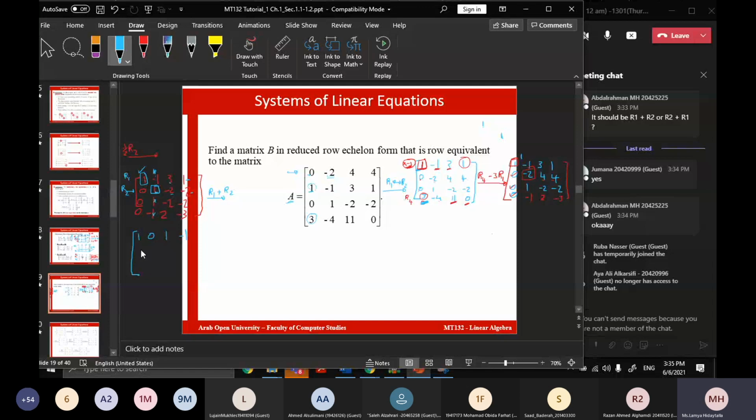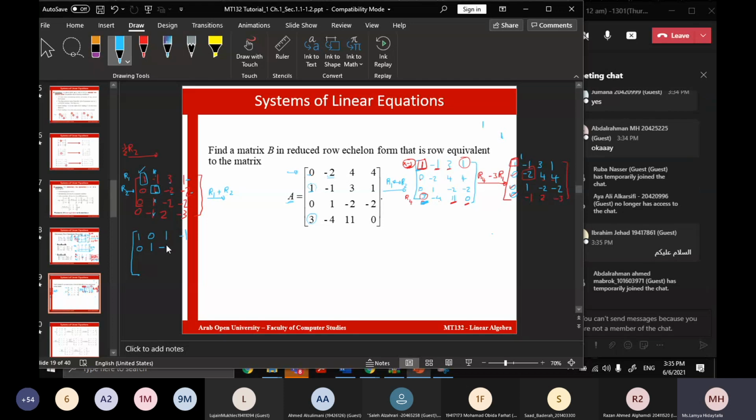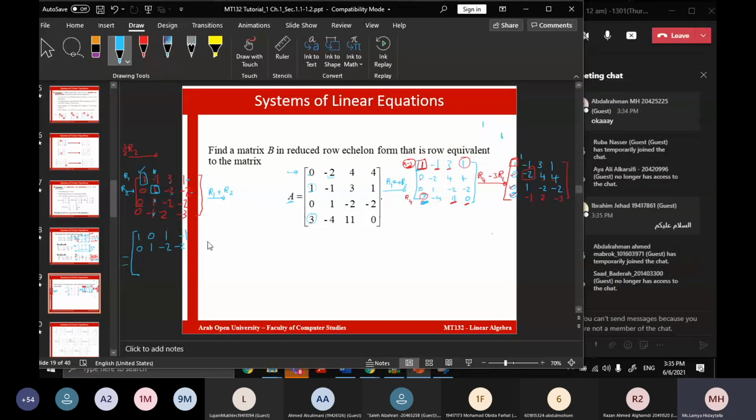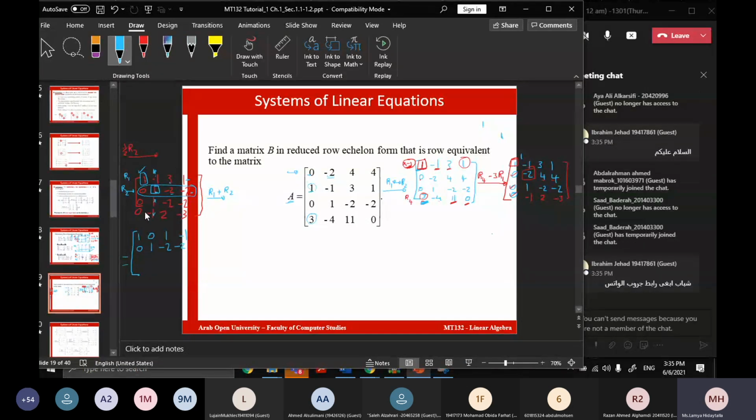Now, what about the second row? I will write it as it is. I'm not going to change it: 0, 1, minus 2, minus 2. I can write the third and the fourth and I will have changed one row. But here, because I'm using only R2, I can do more than one step.